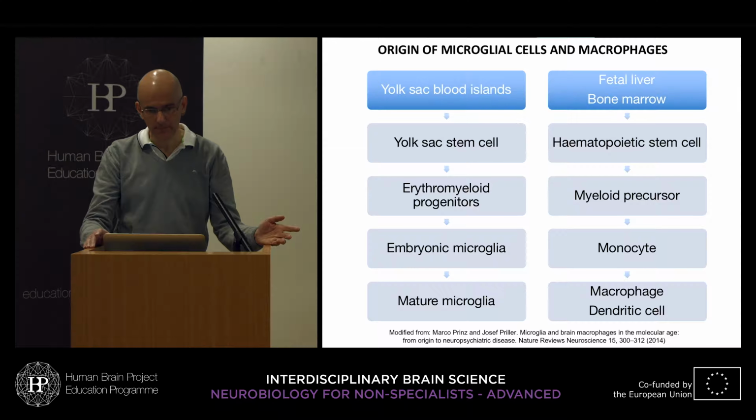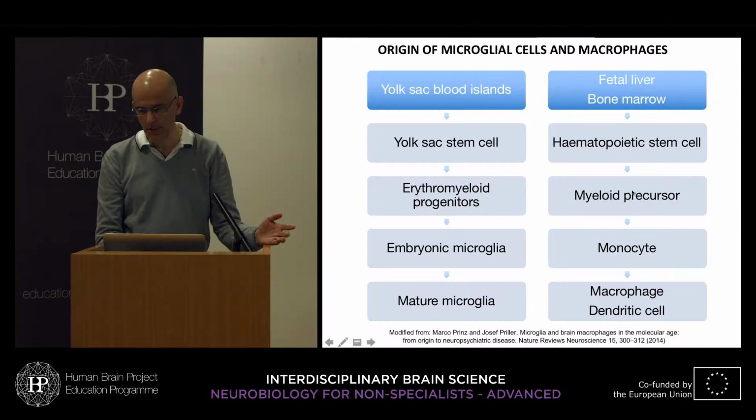It's mainly the origin. Microglial cells have a very early origin because they stem from blood islands in the yolk sac, which then give rise to yolk sac stem cells, then to erythrocyte progenitor cells, which can differentiate to embryonic microglial cells and mature microglial cells. Microglia, as mentioned before, are tissue-resident macrophages of the brain, and as you can see here, they originate from the yolk sac quite early, so they immigrate into the nervous system very early in development.